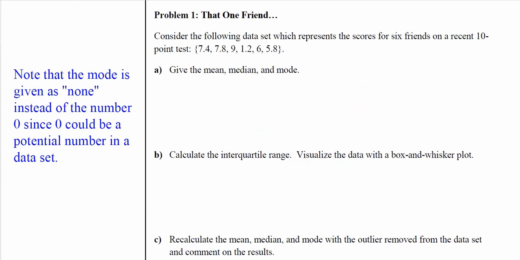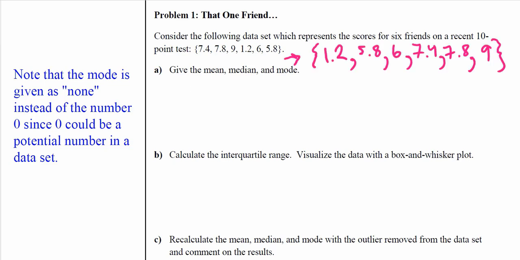We begin with problem 1, where we have a set of data representing 6 scores on a 10-point test. It is always wise when you get a set of data to put it in ascending order, from least to greatest. We're going to go ahead and give the mean, median, and mode.